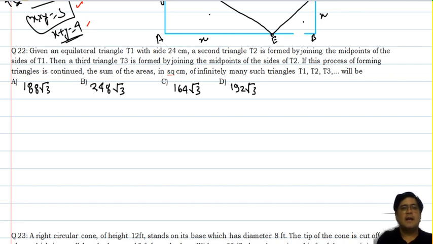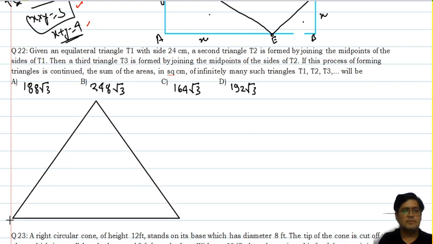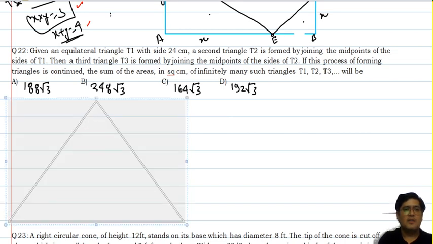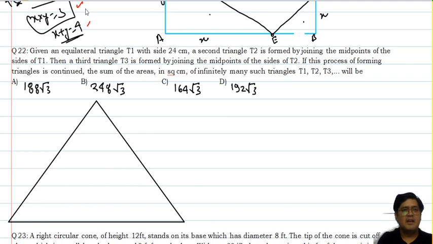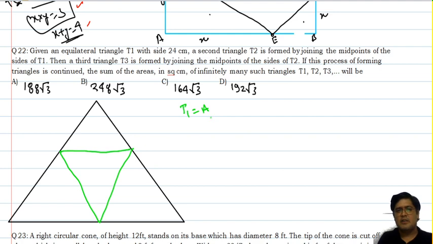Alright, so I see an equilateral triangle being plotted. That triangle is called T1. In that triangle, I am going to join midpoints. Imagine the midpoints. The inner one is going to be called T2. Now observe. I am calling the area of T1 to be A. We'll come back to these values.